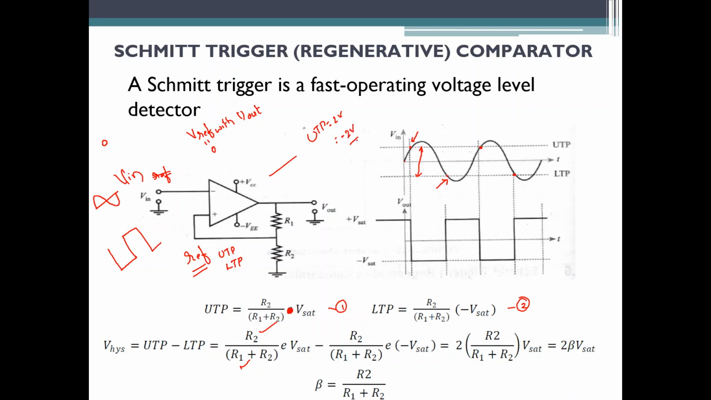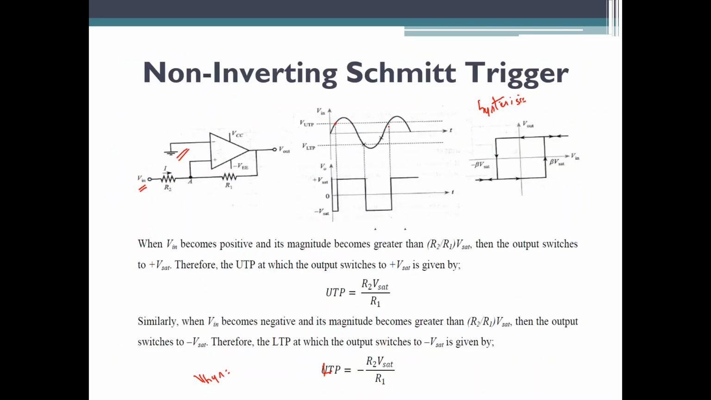So based on the UTP and LTP values, you have to set the values of R1 and R2. R1 and R2 decide where my output has to go up and where it has to drop down, when it has to remain at V saturation and when it has to remain at minus V saturation. This is decided by your R1 and R2. Even here I can see the R1 and R2 circuit. This is regarding your inverting and non-inverting split trigger circuit.